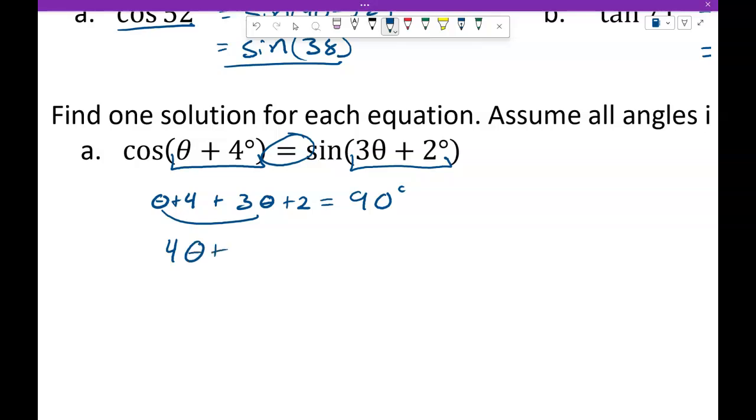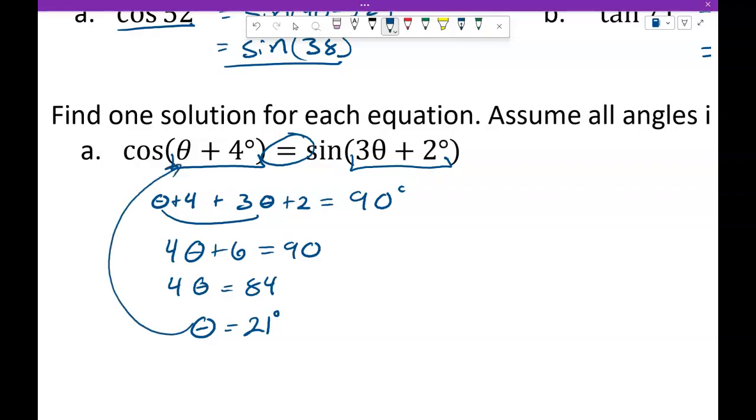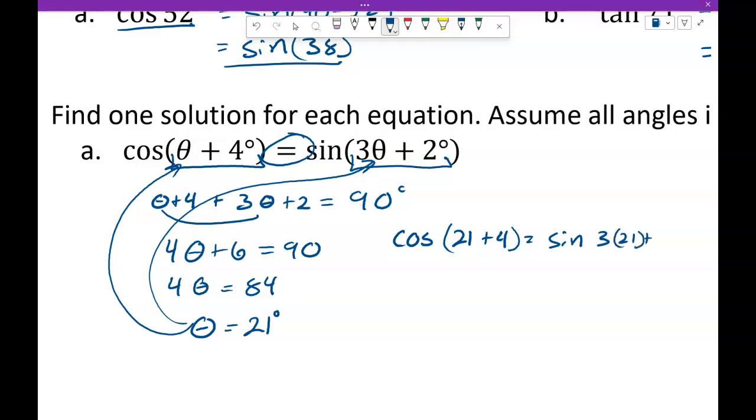I have 4 theta plus 6 equals 90. Subtract 6 from both sides, we get 84. Theta has to equal 21 degrees. And we can check it by plugging theta back into these equations. Cosine of 21 plus 4 has to equal sine of 3 times 21 plus 2. And these two angles have to be complementary.